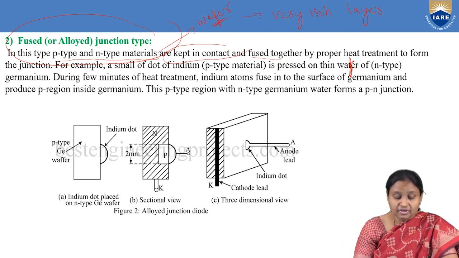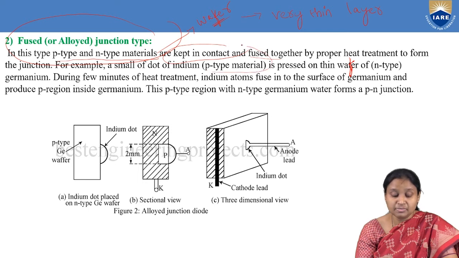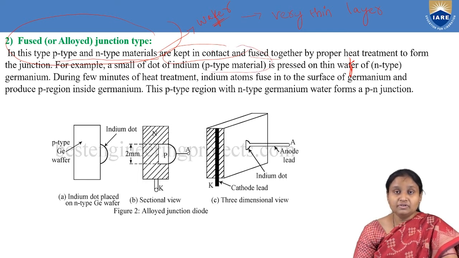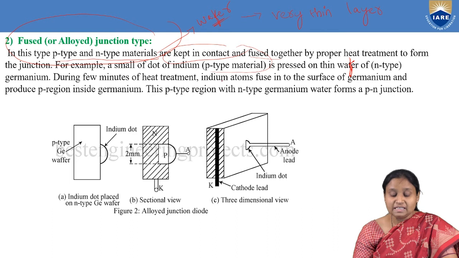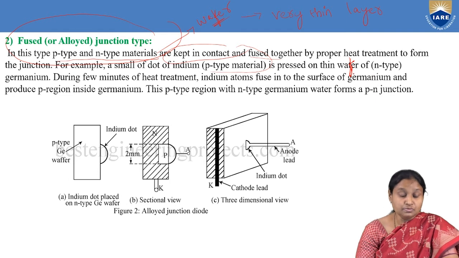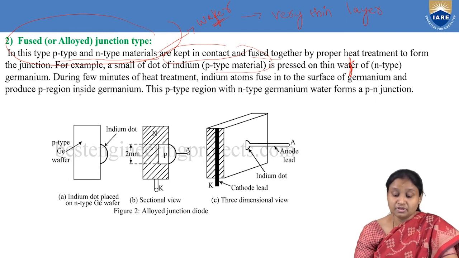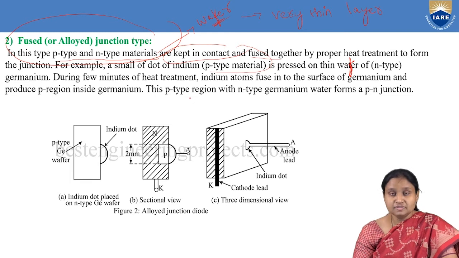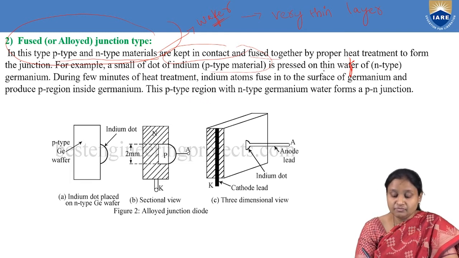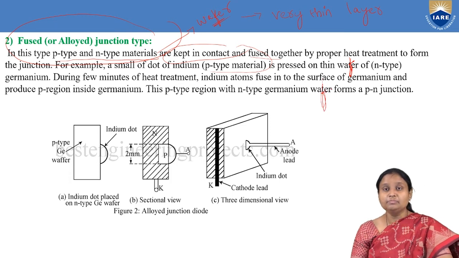Okay, then after that, on this thin wafer of n-type layer, I have just added a small dot of indium. What is indium? Indium belongs to group 3 or you can also say that it is a p-type material. Then I have started heating it. During few minutes of heat treatment, you will observe that indium atoms fuse onto the surface of germanium and they produce p region on the top surface of your n-type wafer. So this gives rise to p-type region with n-type germanium wafer, forming PN junction.